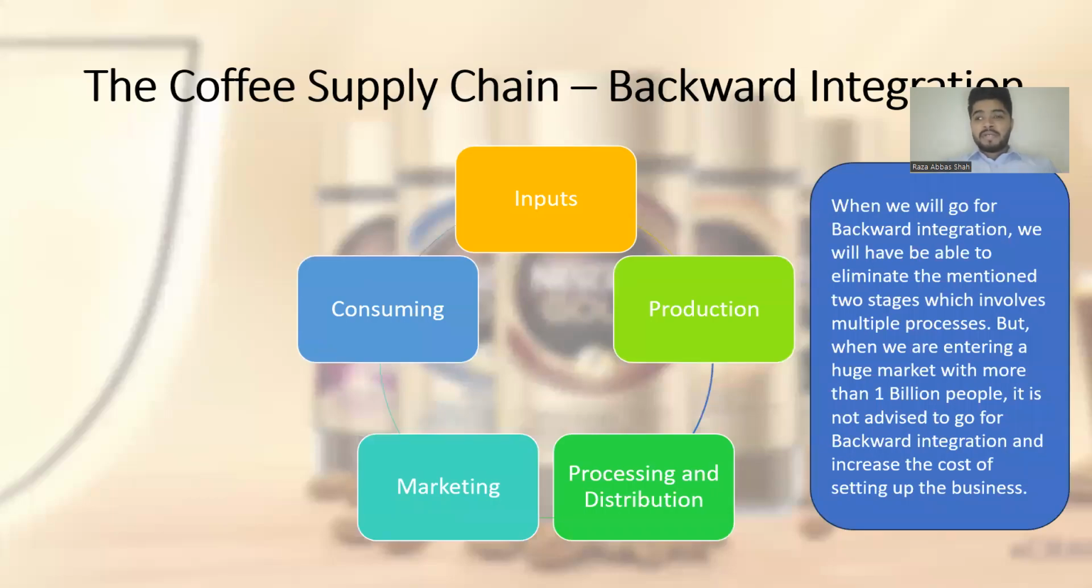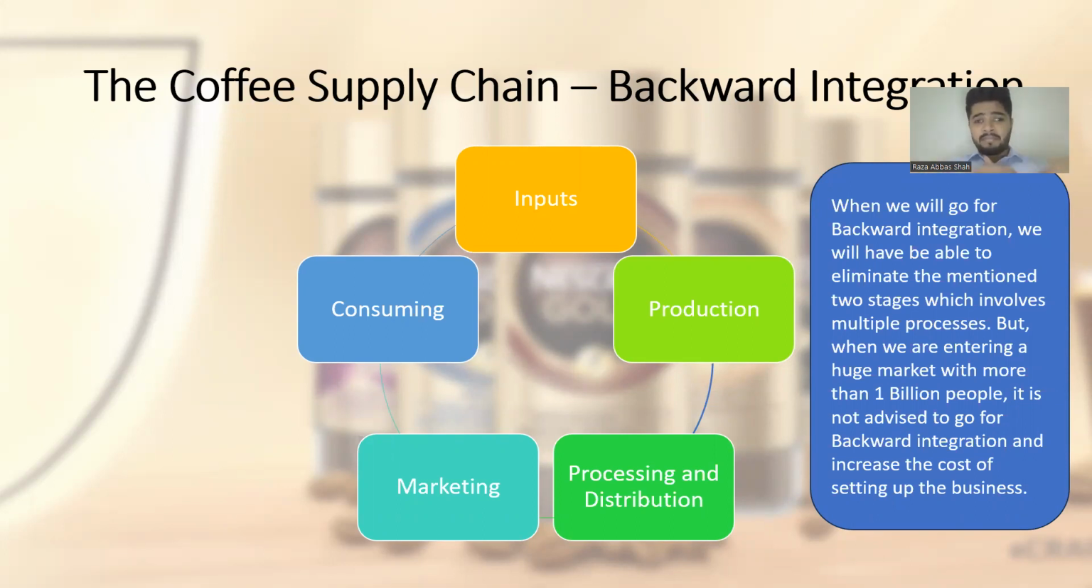Hello, everyone. My part of the presentation will start after the procurement of green beans. The third option for the company was backward integration. What were the challenges, how it was supposed to be done, and what the company was actually doing are what we will be discussing here.